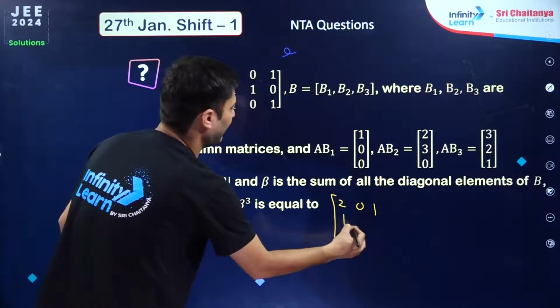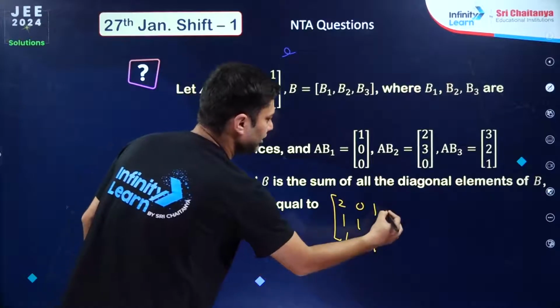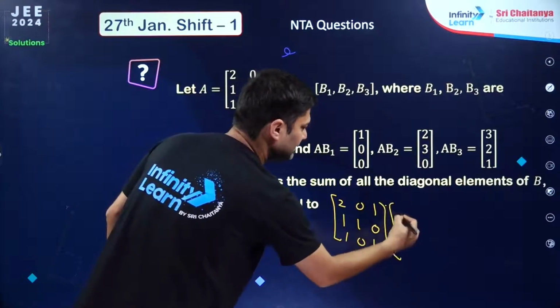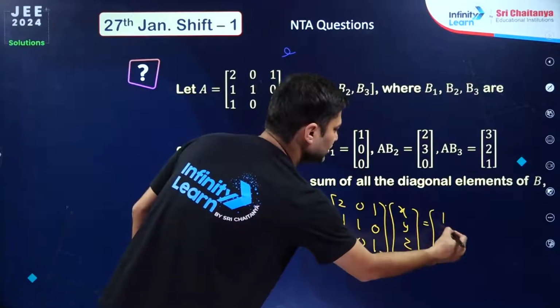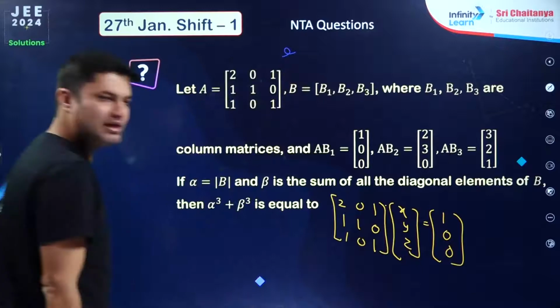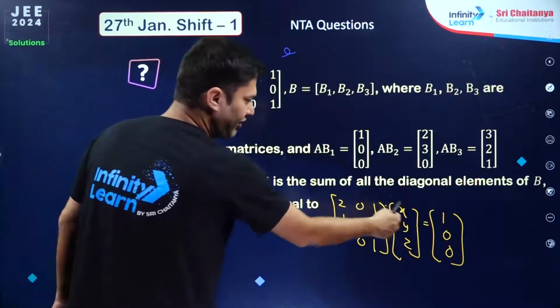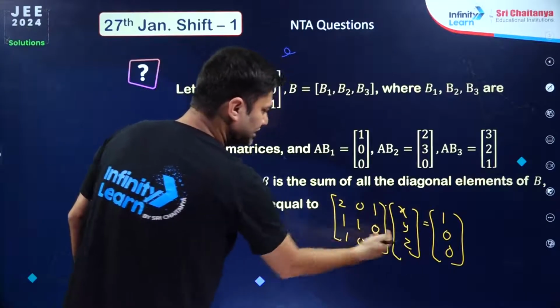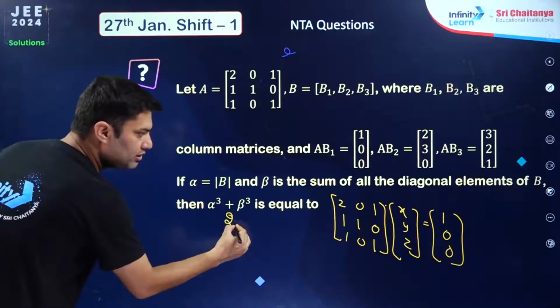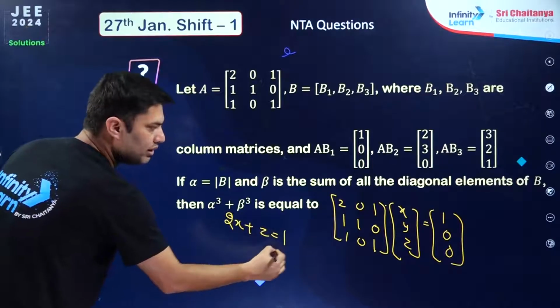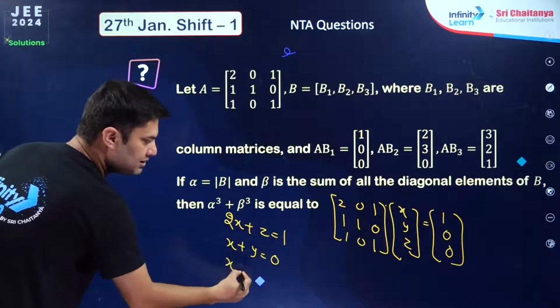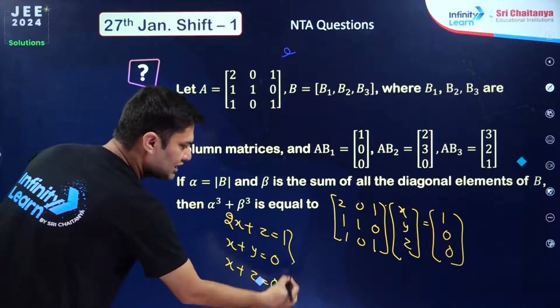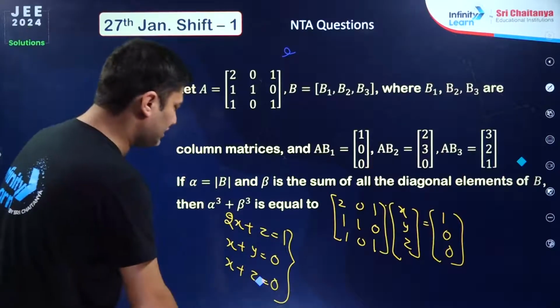2, 0, 1, 1, 1, 0, 1, 0, 1. B1 is a column matrix, let's say x, y, z, and this is equal to 1, 0, 0. Can you find x, y, z? Yes, sir, we can find. Just find it. 3 equations, 3 variables actually. 2x plus z equal to 1, then x plus y is equal to 0, and then x plus z equal to 0. Can you find x, y, z? Yes, sir, we can find x, y, z.